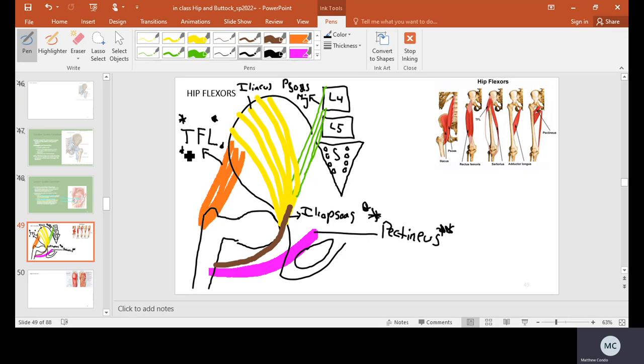And what we're going to learn is that TFL is going to play a huge component in lateral stabilization of the knee. Because what we're going to find here when we start covering the knee is that I'm only going to have a couple really small ligaments, medial collateral ligament and lateral collateral ligament, that are going to provide frontal plane or medial lateral stability of that knee. So I need a little bit of extra help. TFL, by way of the IT band, is going to provide that on the lateral side.